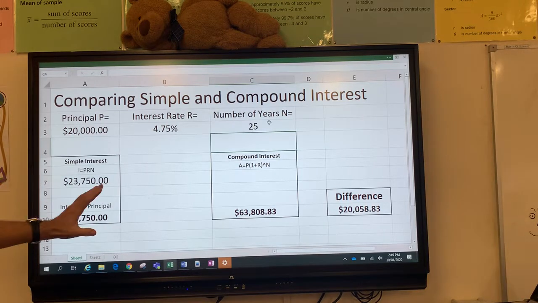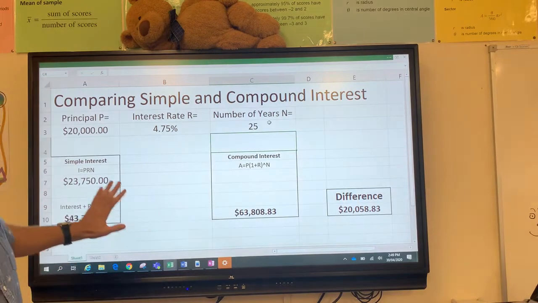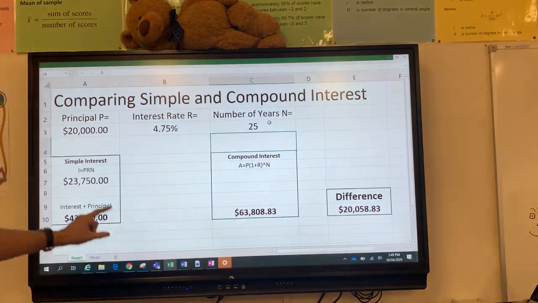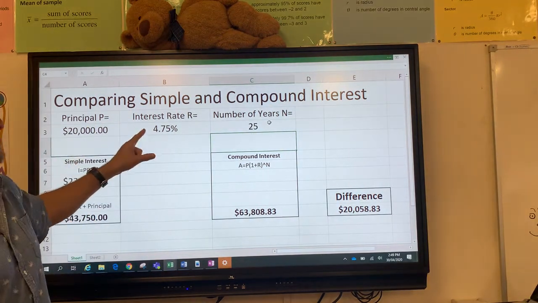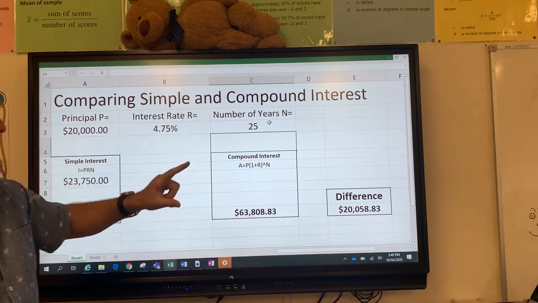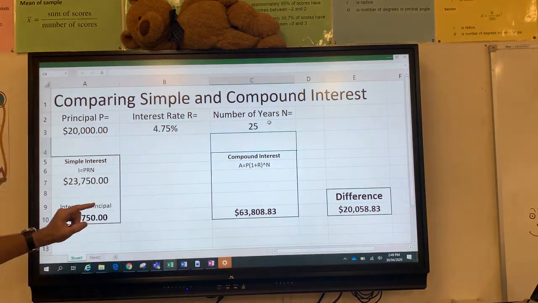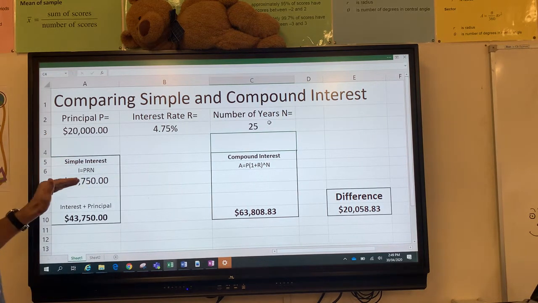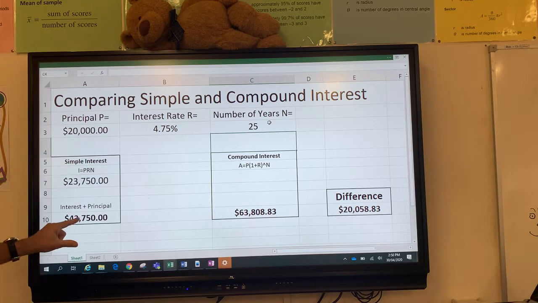But more interestingly, at the same time I've also written the compound interest formula. So I'm going to compare the simple interest formula and the compound interest formula. Right, so if we started out with $20,000 invested, with an interest rate of 4.75%, and we're going to leave it in the bank for 25 years. If it was just simple interest, my $20,000 is going to get me $23,000 in interest. That's pretty good. So together my 20 and my 23 adds up to be $43,000.